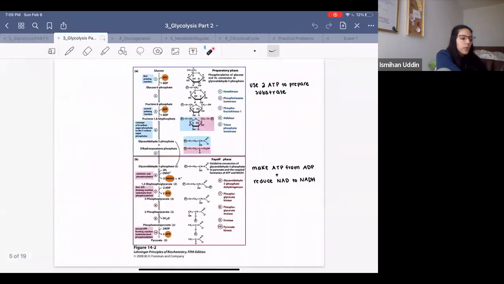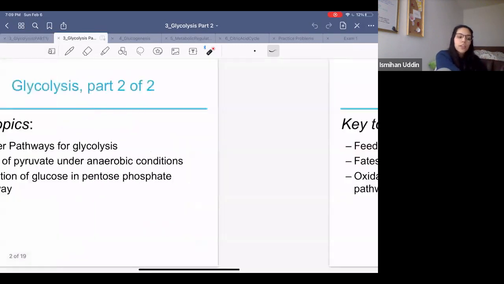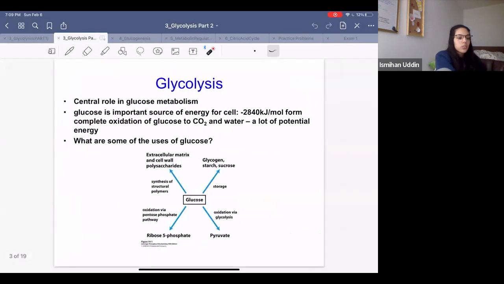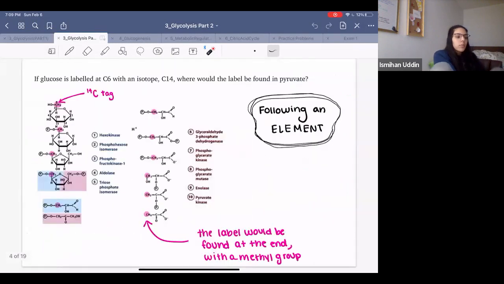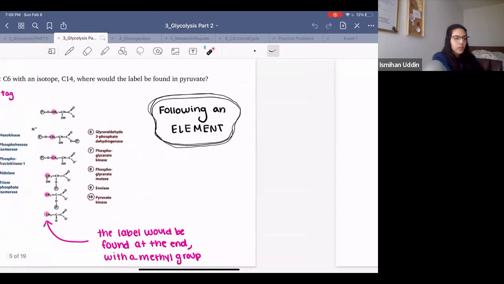Now we have glycolysis part 2, which is the feeder pathways of glycolysis. We talked about this. This is just like a practice question. If glucose is labeled at C6 with an isotope of C14, where would it be found in pyruvate? The way that I do this question, on practice, is I draw out the whole glycolysis cycle, because I can then refer back to the diagram that I just drew for further questions, and it helps me visually track where that tagged isotope is.